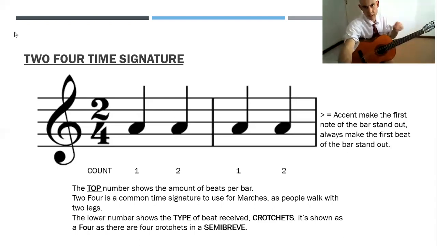You could accent the first beat, the strong beat. That's an accent. Make the first note of the bar stand out. Always make the first beat of the bar stand out. That's the stronger beat.